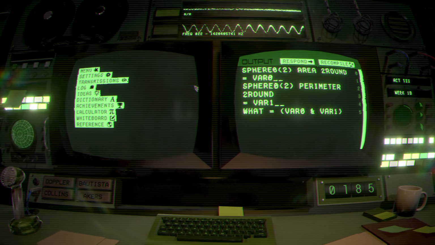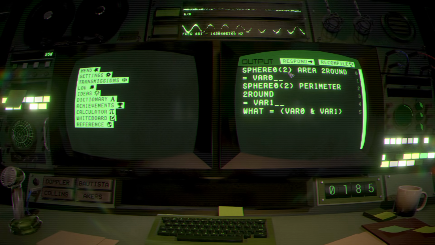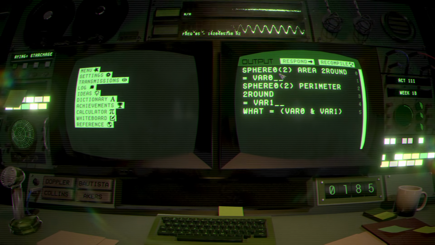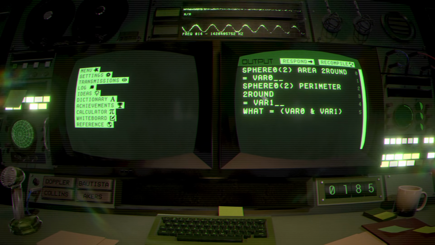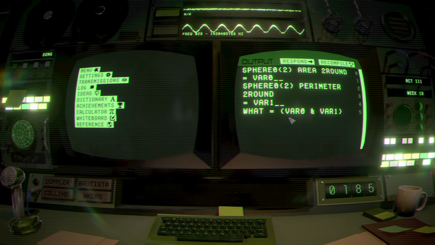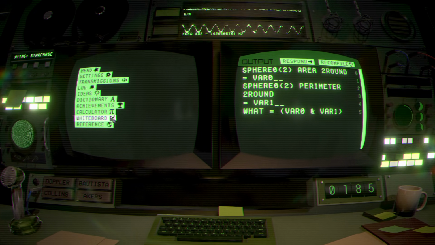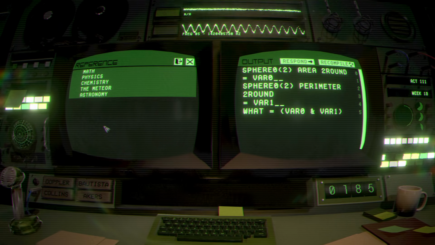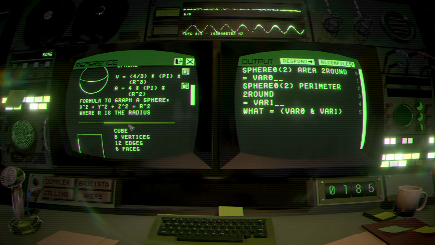So, sphere 0, the radius of 2. The area of sphere 0, radius of 2, equals variable 0. The perimeter is variable 1. So what is the area and the perimeter? Can we deduce that from just those answers? Let's see.